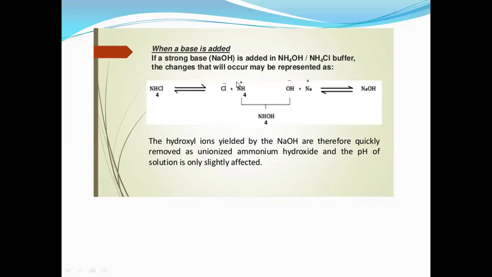So chloride and ammonia ions are produced. To decrease the effect of OH ions, NH4 is combined with OH and NH4OH is produced. And you know that it is already present in this buffer solution. So the net effect of OH is neutralized and the pH remains the same.